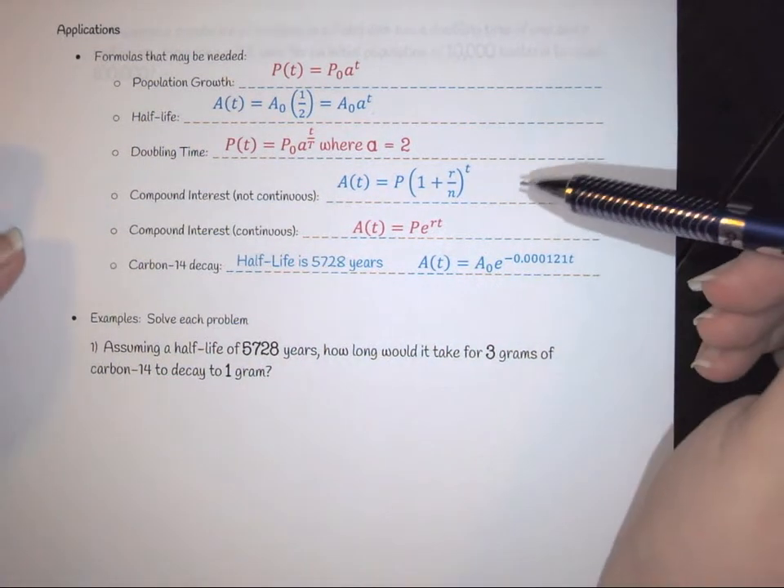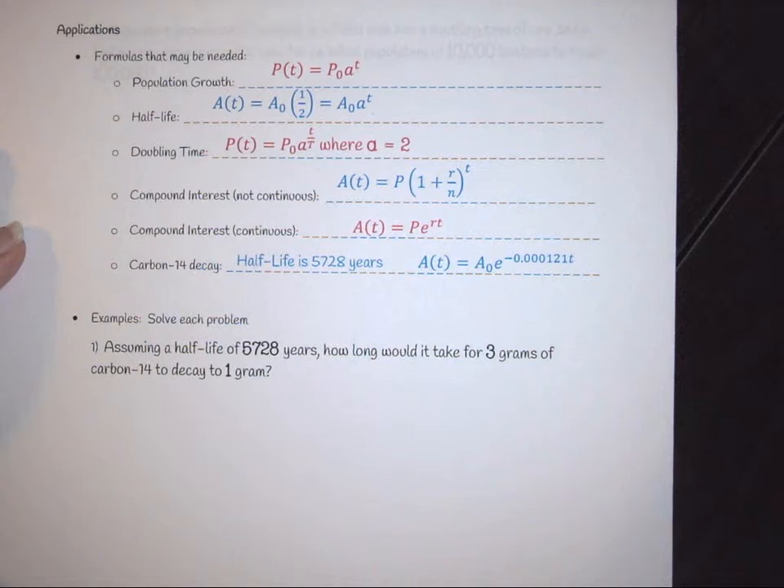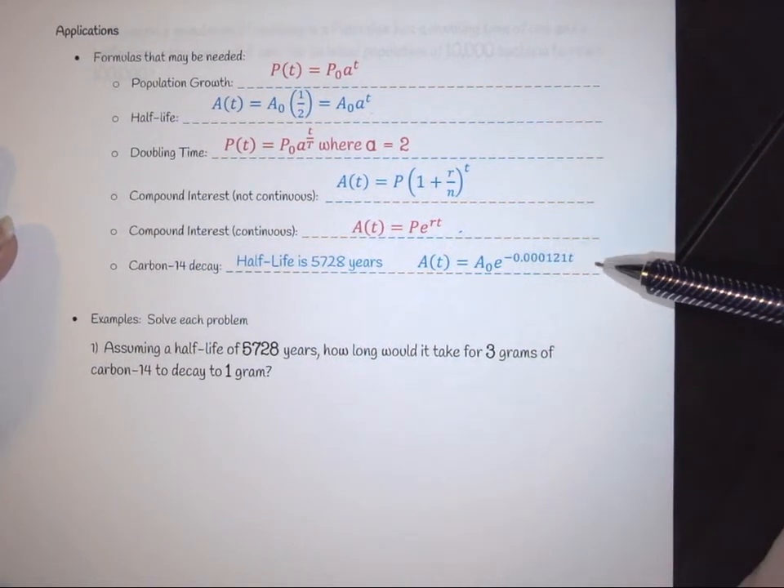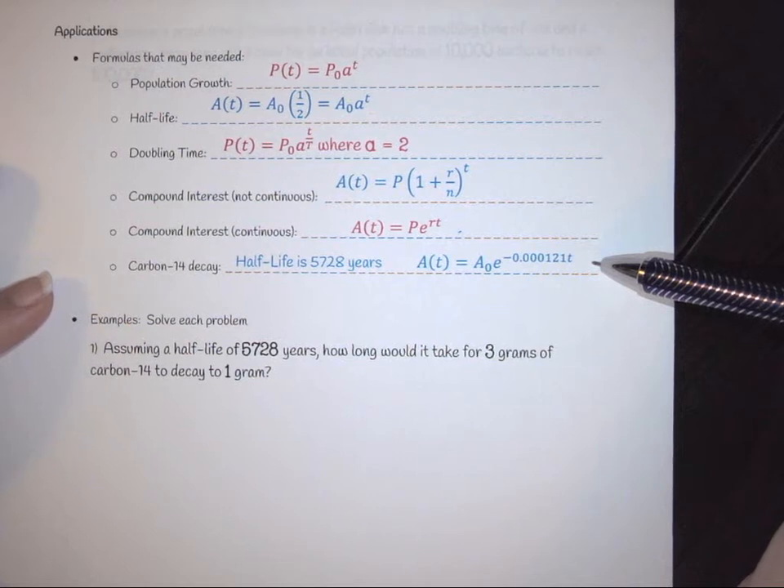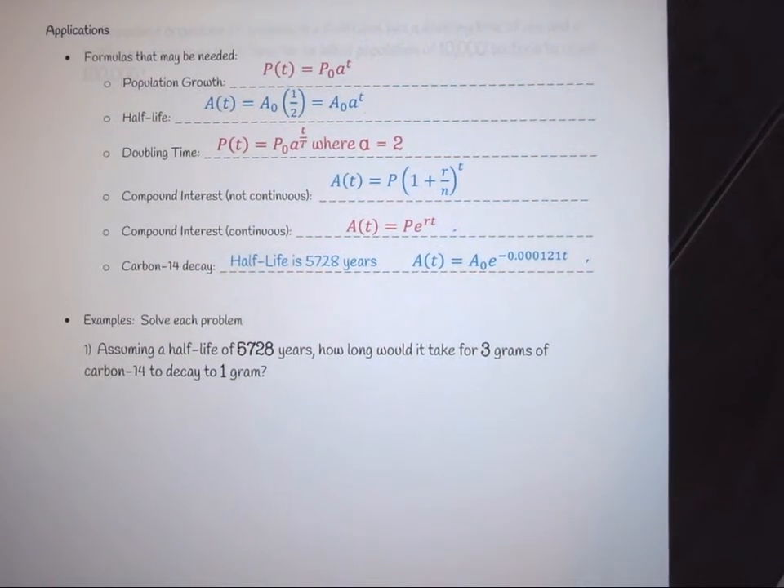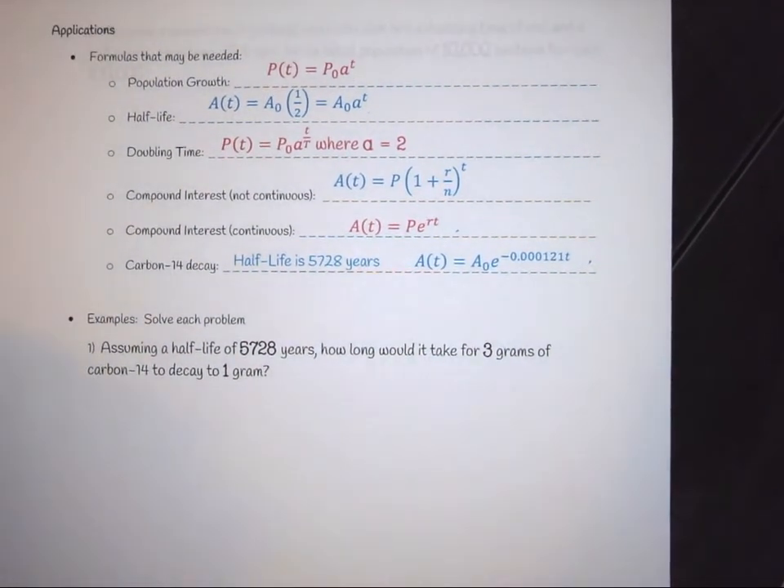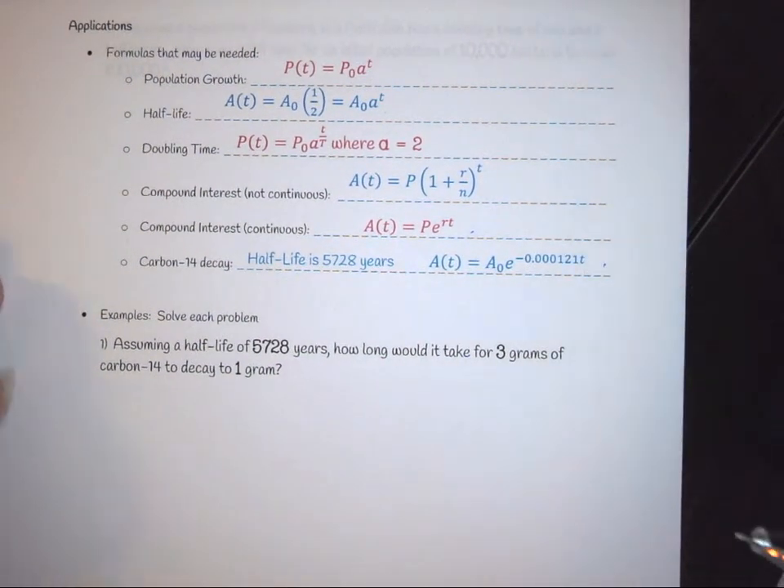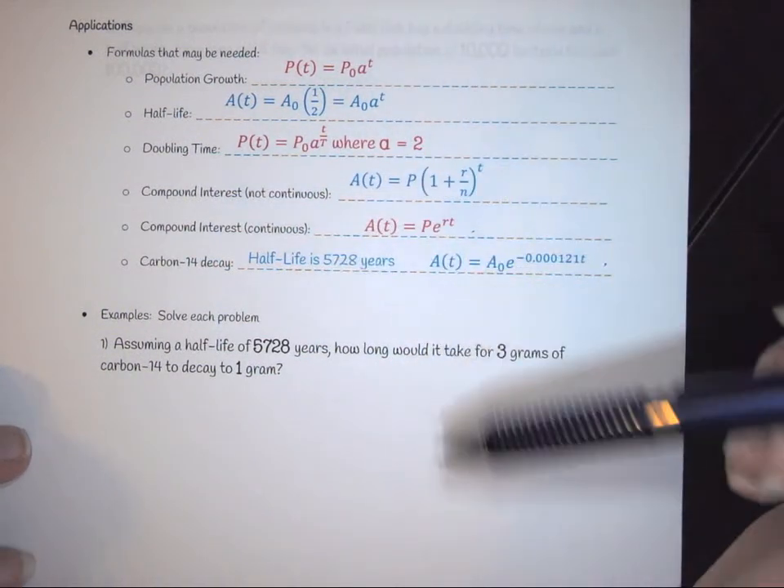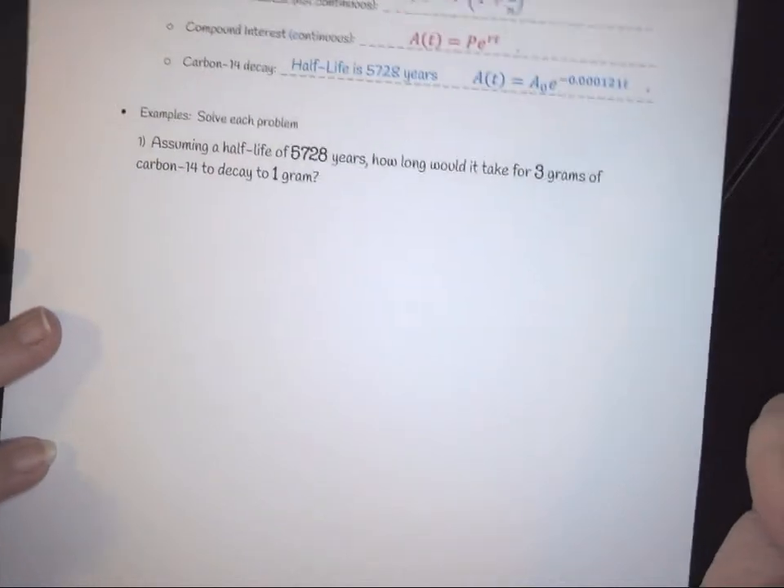Then of course we have that good old-fashioned compound interest, as well as compounding continuously. Last but not least, we have carbon-14 decay. So remember, that is your radioactive carbon dating. We use that a lot of times when you are dating objects and you want to know how old an object is. Carbon dating comes into play. So we are going to use a variety of these different equations to solve some different problems.